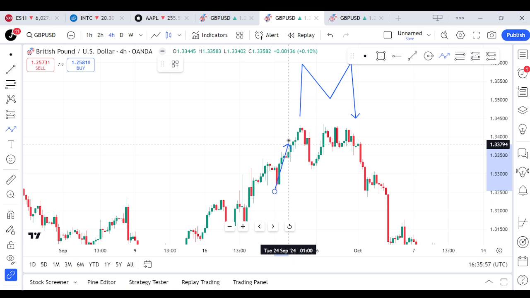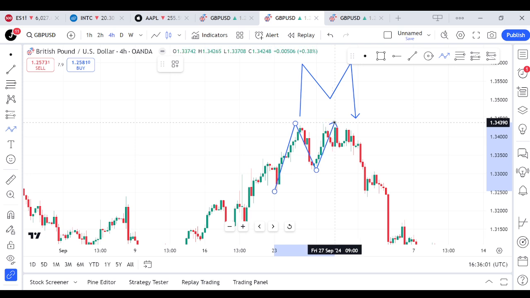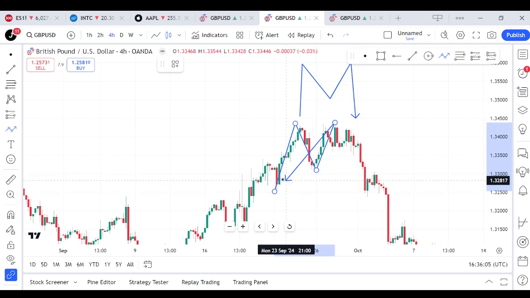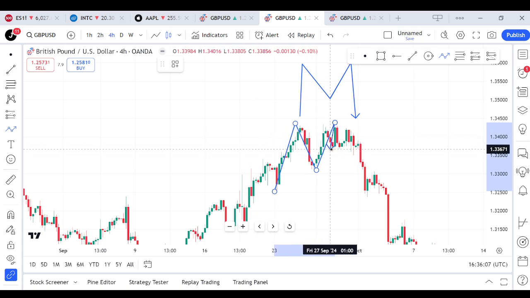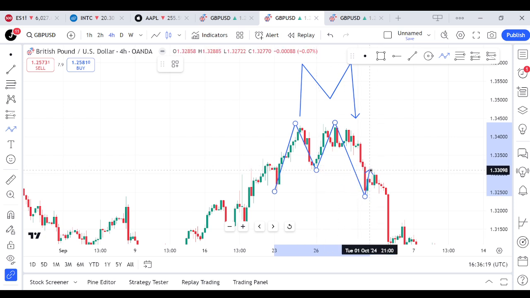We have price pushing here, we have the support, we have another push to the upside, then we have the break of this support. This is the classic double top pattern, and we have the retest of this support. Now, it's not every time we get the retest, but when you have a retest like this, it shows a very valid double top pattern.